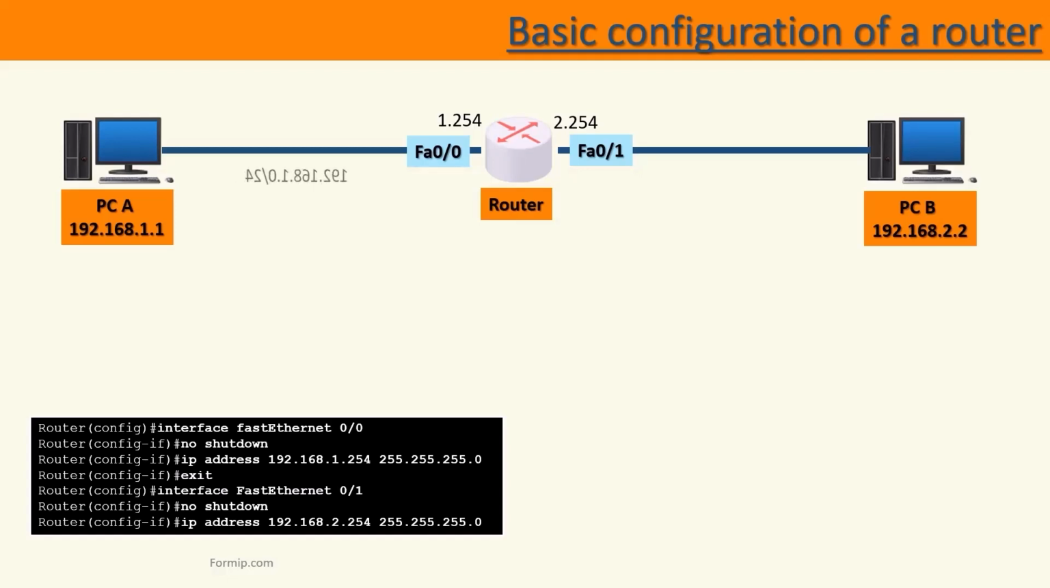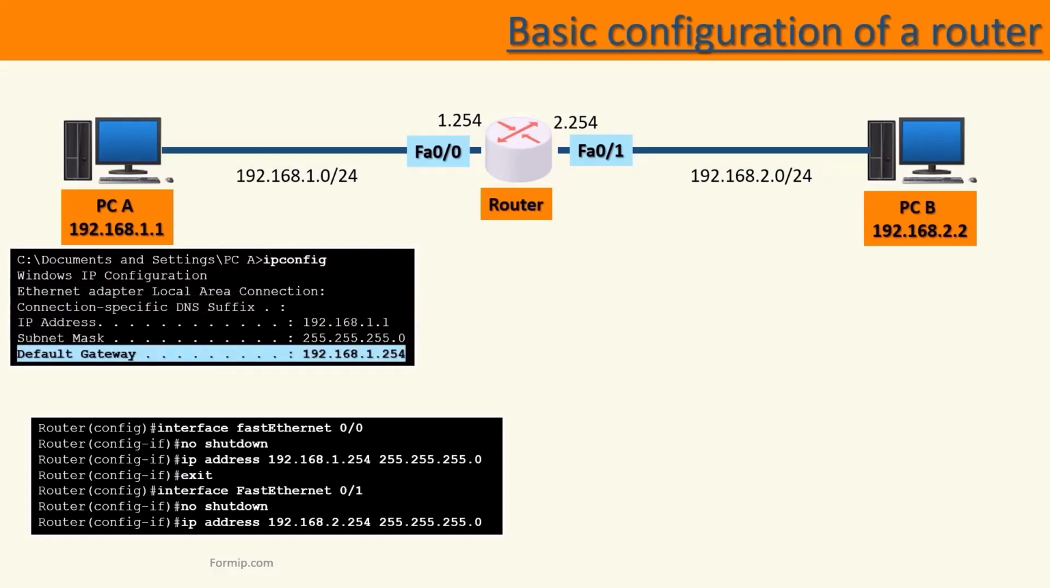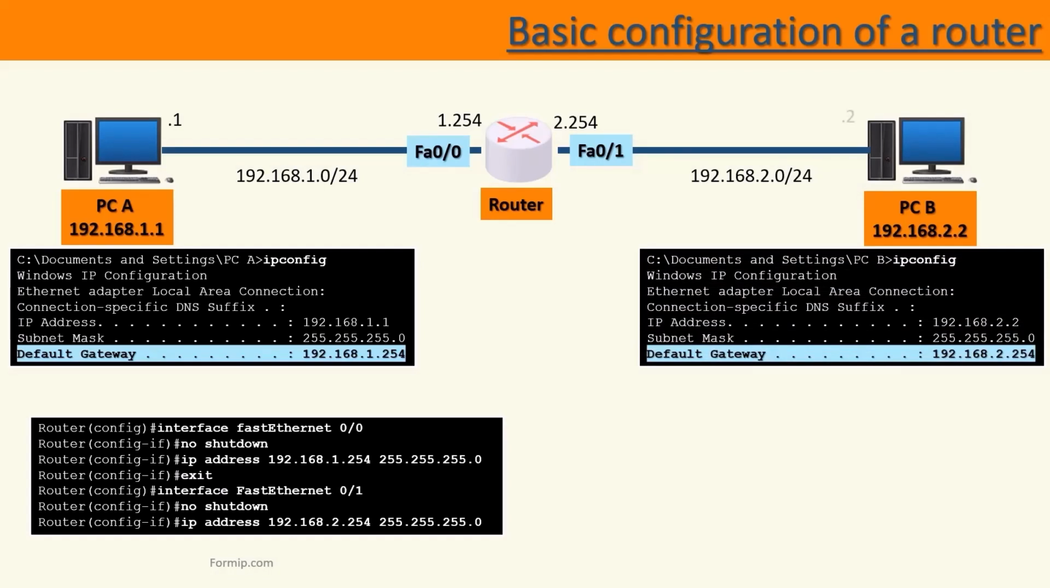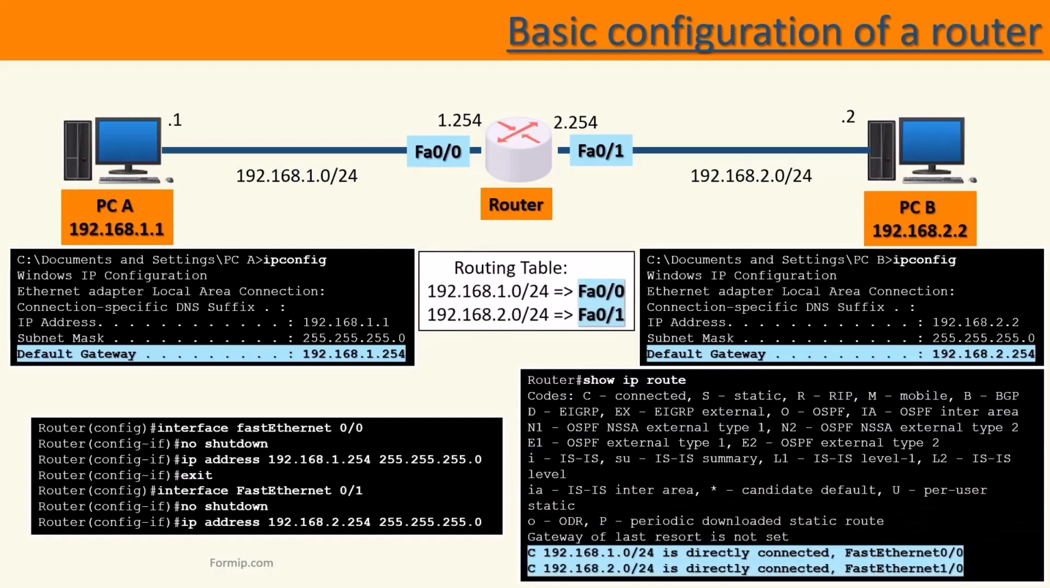So now we have the network 192.168.1.0/24 on the left, and the network 192.168.2.0/24 on the right. If you launch the ipconfig command on PCA, you can see that it carries IP 192.168.1.1, and that the default gateway is the IP of the router's 0/0 interface. On the PCB side, this is IP 192.168.2.2, with the default gateway to the 0/1 interface of the same router. Now if we launch the show ip route command on the router, we can see our two networks, the 1.0 and the 2.0, which are directly connected to it.